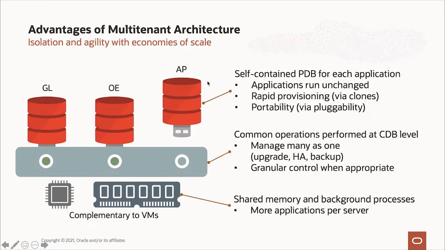So things like upgrades, HA backup, we do these at the CDB level, but we retain granular control when appropriate, granular agility, granular isolation. And the technical efficiencies come because we have this shared operating environment, shared set of memory, shared set of background processes. So by eliminating these redundant replications of overheads that you get with things like VMs or things like Docker containers with databases running inside them, we leave more processing available for the workloads. So you get more applications per server.